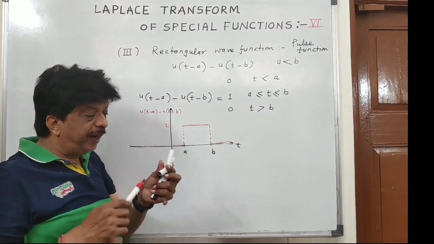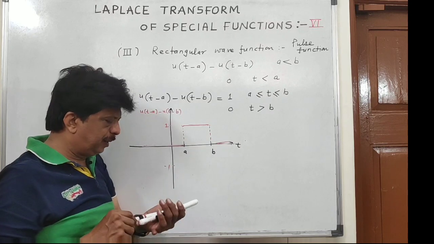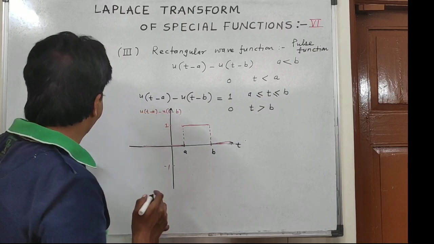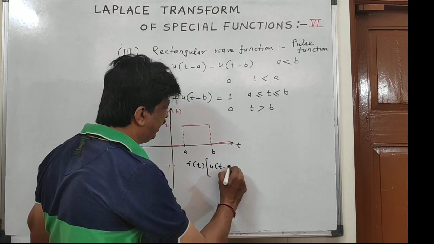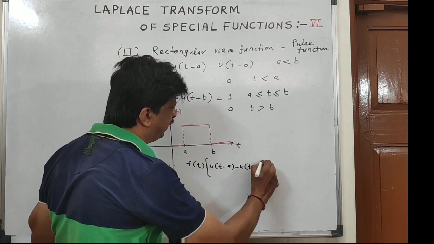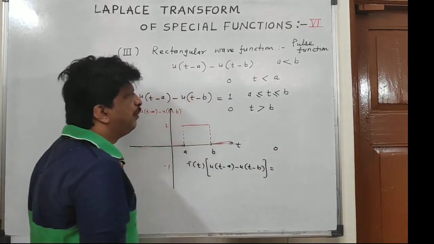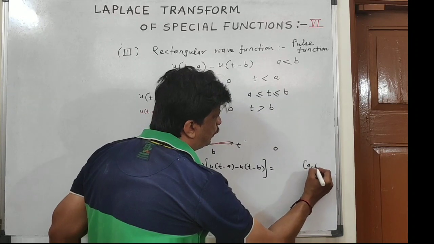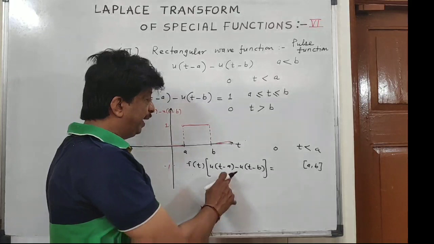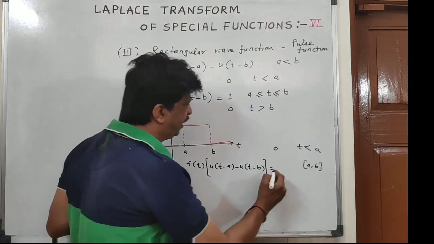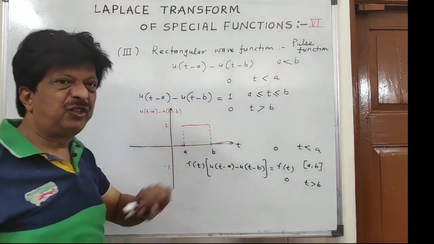Now, the effect of multiplying this rectangular wave function with any arbitrary function f of t, that is, f of t into u of t minus a minus u of t minus b. When t is less than a, the value is 0, and 0 into anything is 0. When t lies in the closed interval a to b, this bracket's value is 1, and 1 into f of t is f of t. And when t is greater than b, its value is 0, and 0 into anything is again 0.